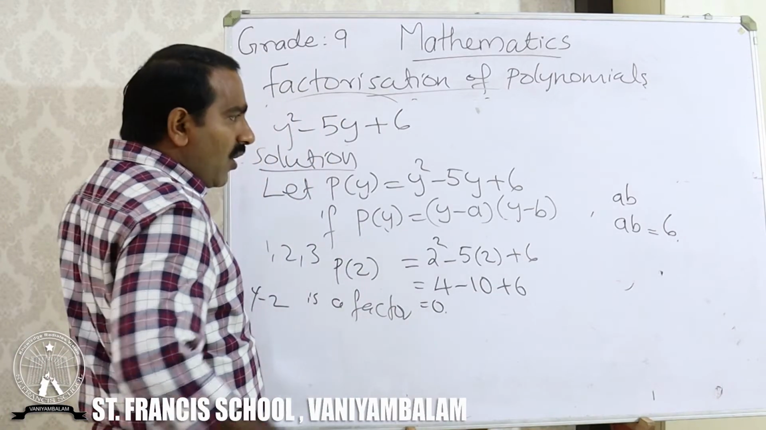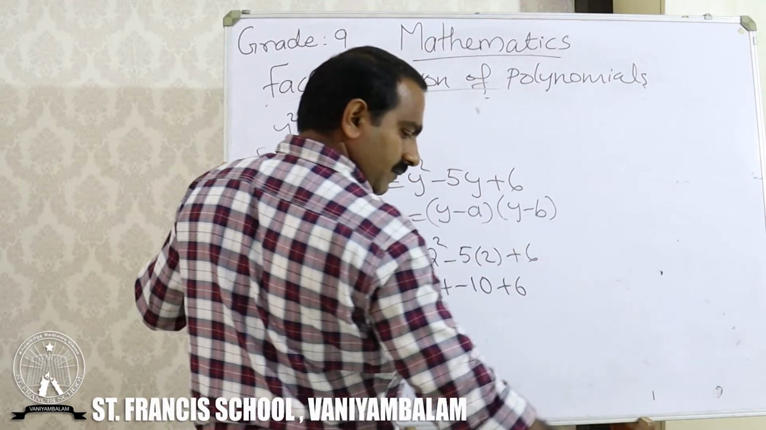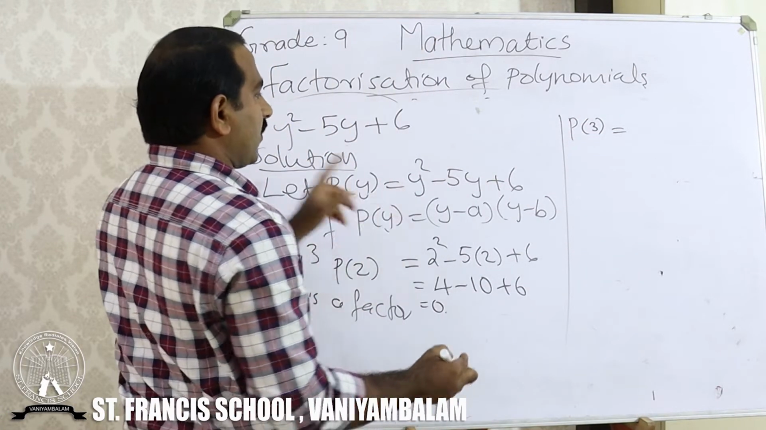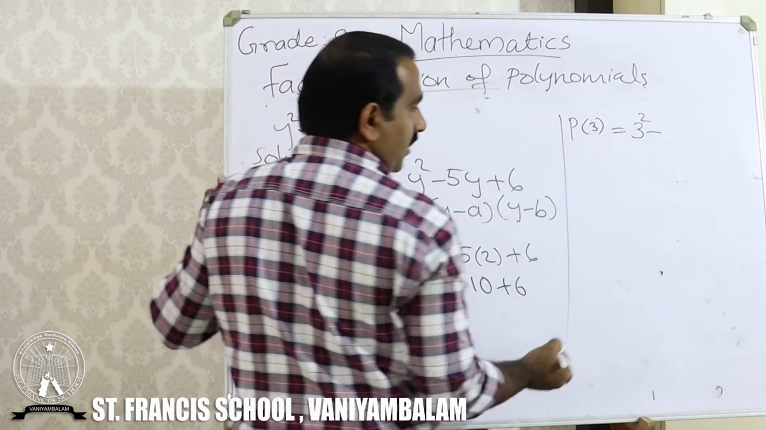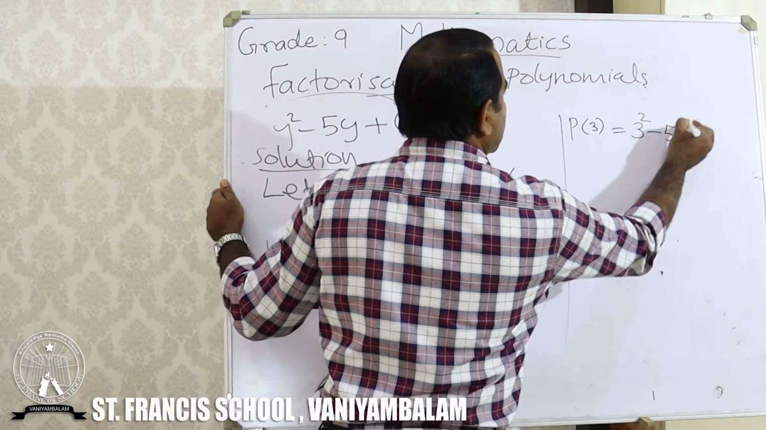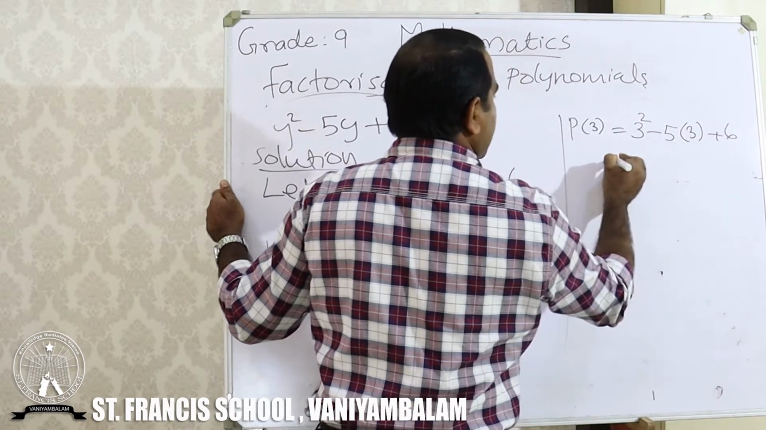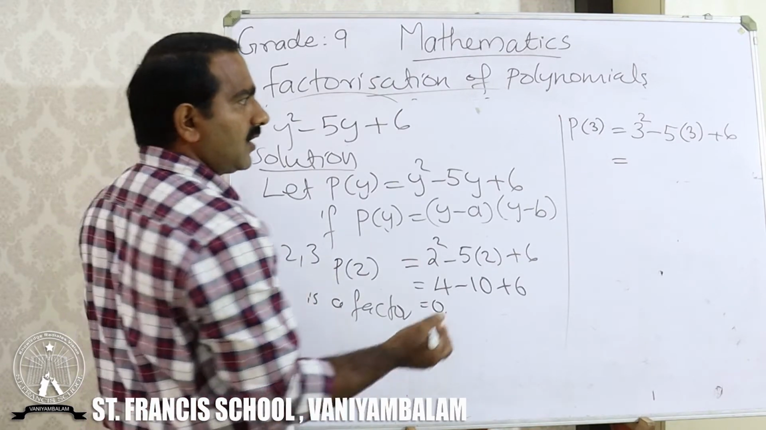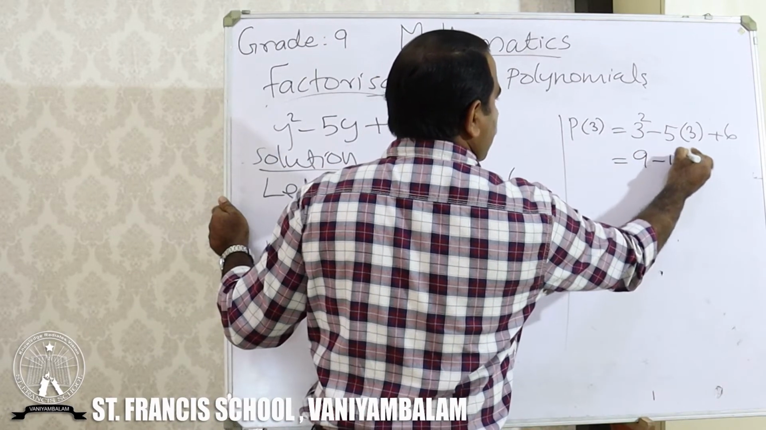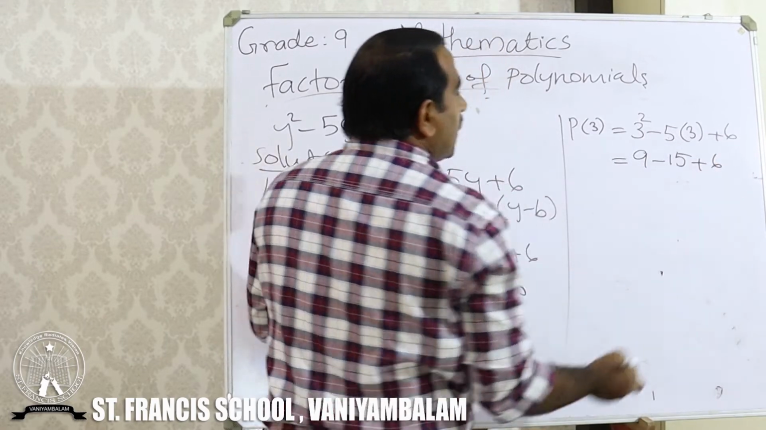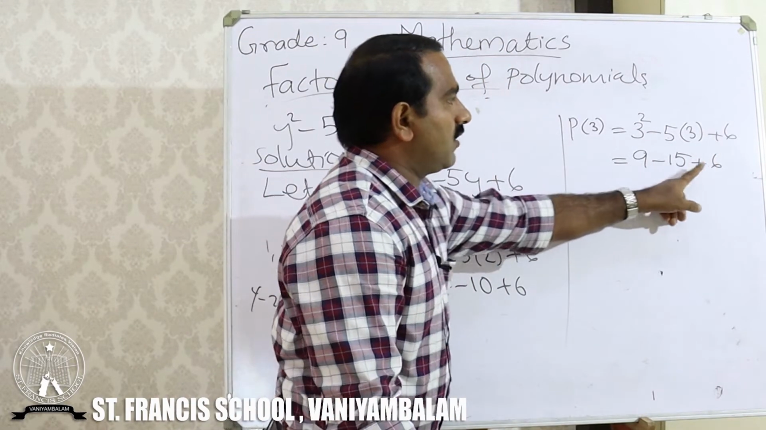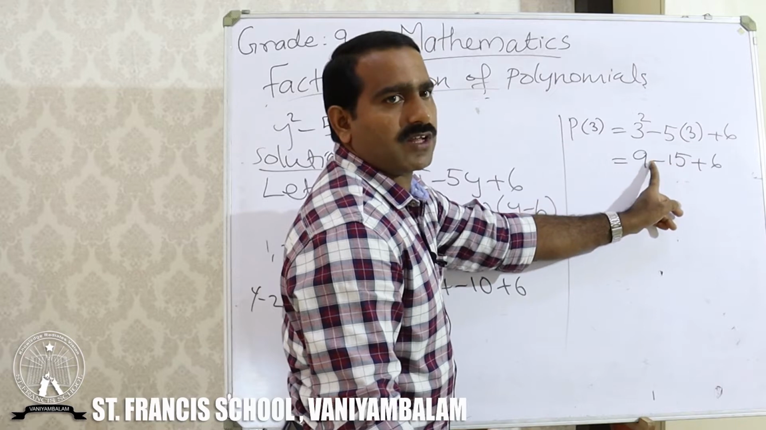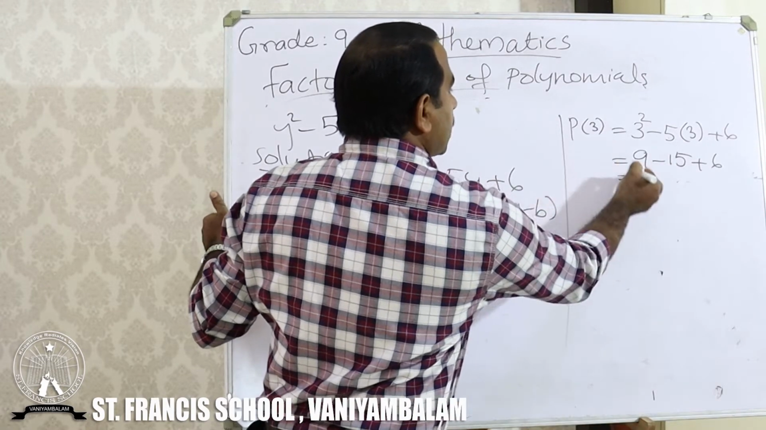Also, what is p of 3? p of 3 equals 3 square minus 5 into 3 plus 6. 3 square is 9, 5 into 3 is 15, so 9 minus 15 plus 6. 9 and 6 are positive, so 9 plus 6 is 15, minus 15, answer is 0. p of 3 is also 0.